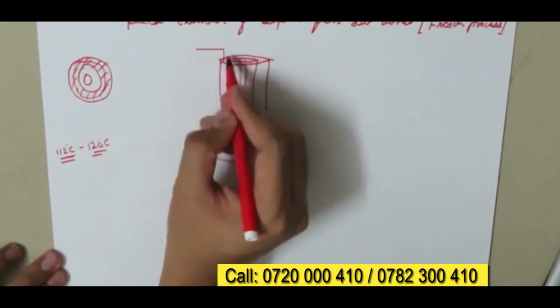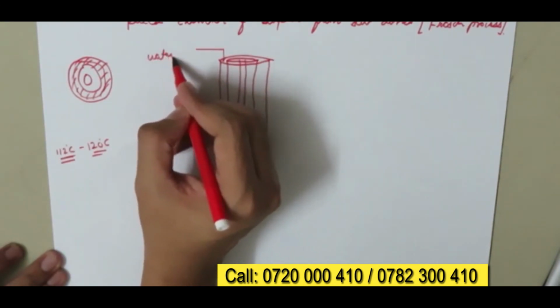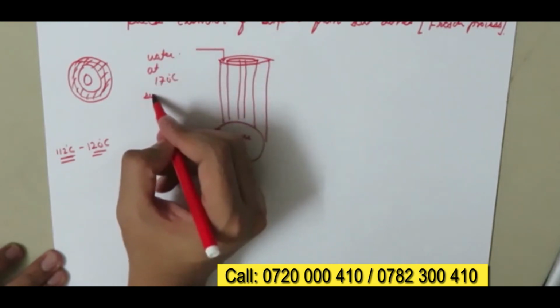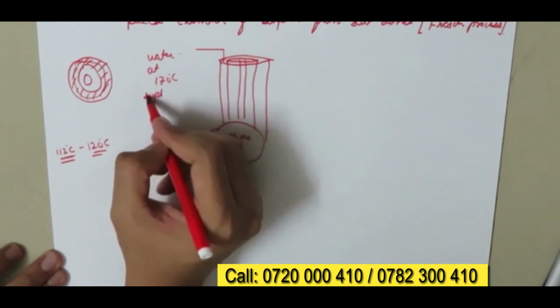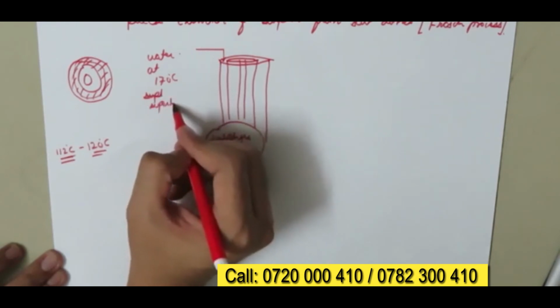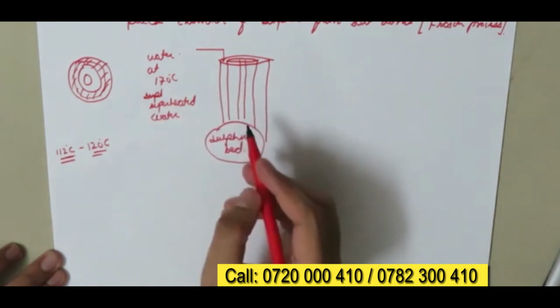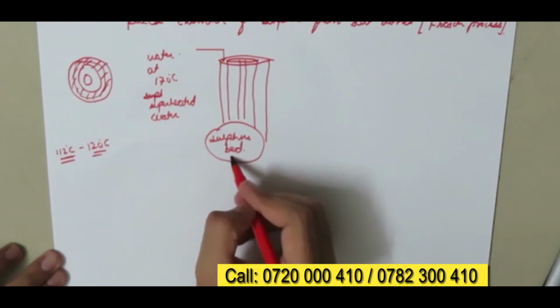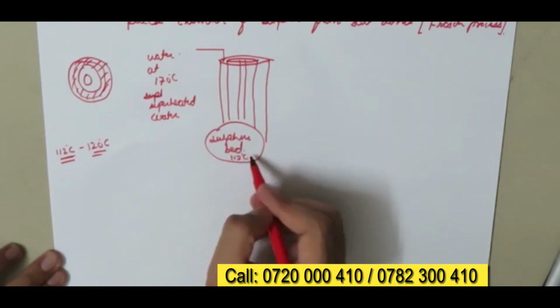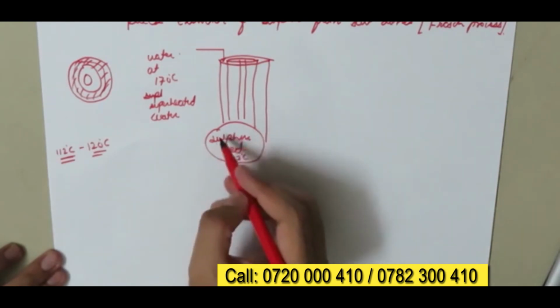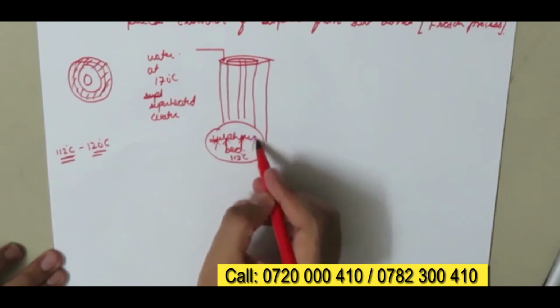So when the water is pumped at 170 degrees Celsius, this will be superheated water at 170 degrees Celsius. Due to the high temperature here, the melting point of sulfur is 112 degrees Celsius and the temperature of the water is 170 degrees Celsius, and eventually the sulfur in this bed boils.